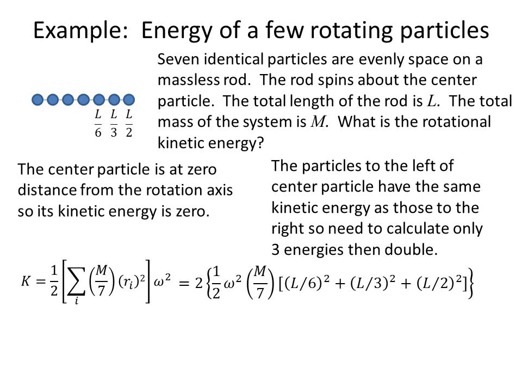If we plug that in, there's the 2 for doubling, and then we have 1/2 omega squared times the mass of a single particle, m over 7, times the squares of the distances from the axis summed. So L over 6 squared plus L over 3 squared plus L over 2 squared. Perhaps surprisingly, this all simplifies rather nicely when you do the arithmetic, so that the kinetic energy ends up being 1/2 omega squared times the total mass m times L squared divided by 9. Again, we can rewrite this in the form of 1/2 I omega squared, where I is equal to 1/9 m L squared for this case.